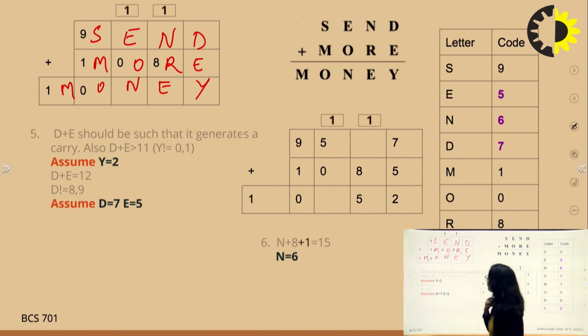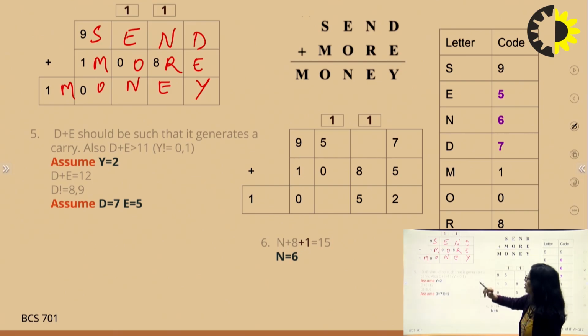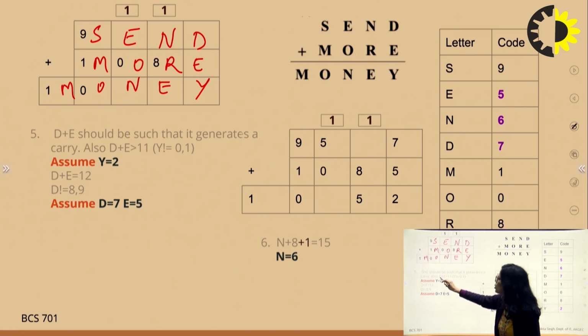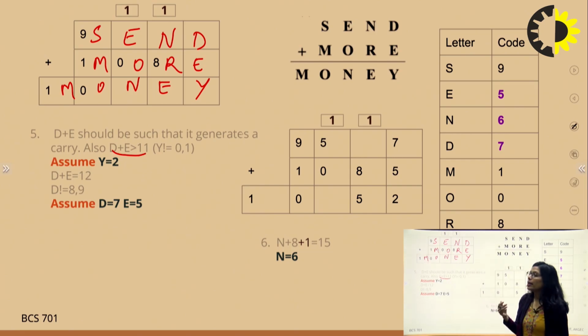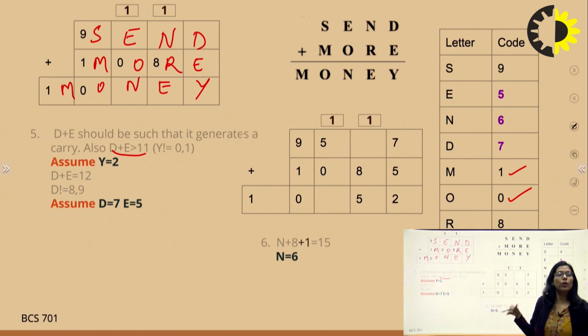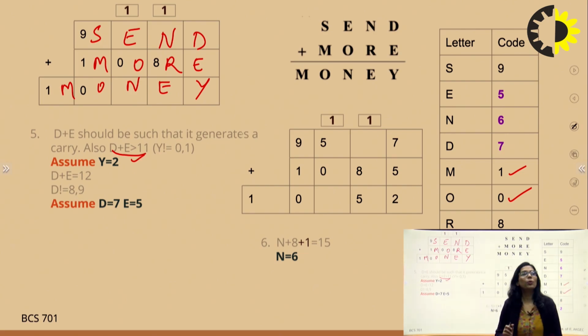Now you can see D plus E should be greater than or equal to 11. Why? Because Y cannot be 0 or 1. Why can't Y be 0 or 1? Because we already have 0 and 1 in our assignment. So Y cannot be 0 or 1, so it should be greater than 11. So we assume that Y is equal to 2.